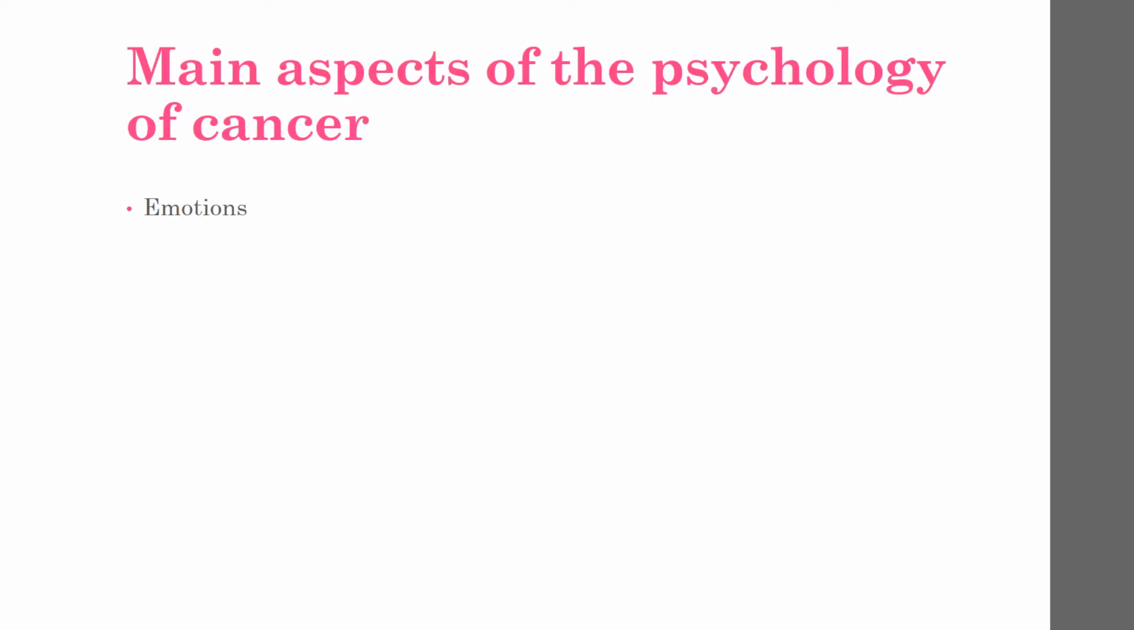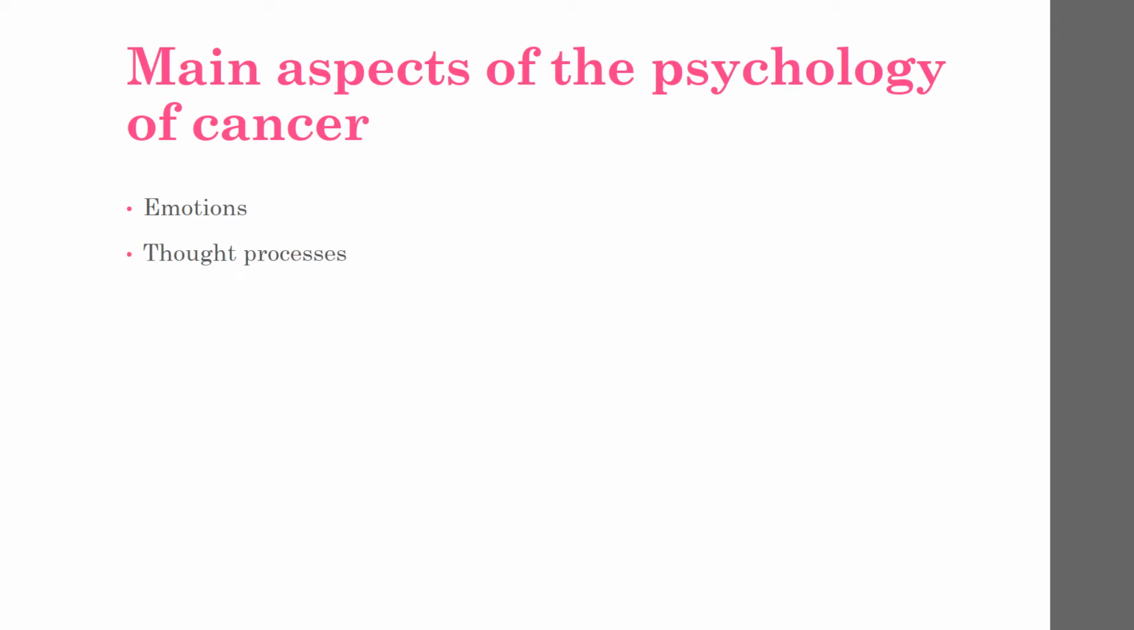Now, the main aspects of psychology of cancer, the first thing that comes to mind is emotions, right? Because there are so many emotions that come into play when we're thinking about cancer. What the patient undergoes or feels, what the families feel, and also what an oncologist might feel. So emotions are a very central feature to psycho-oncology.